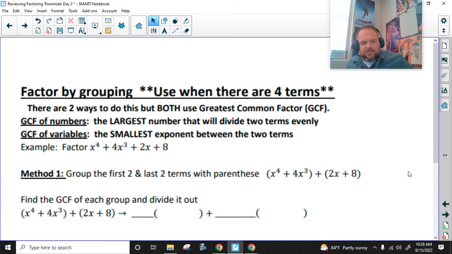Okie dokie. So we are doing a review of factoring, and we're actually leading the review of factoring trinomials with a is greater than 1.